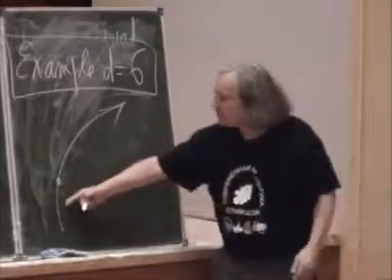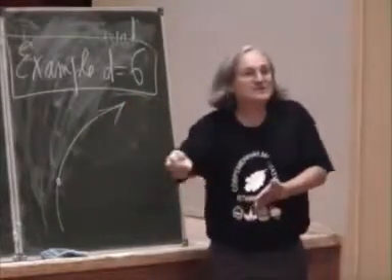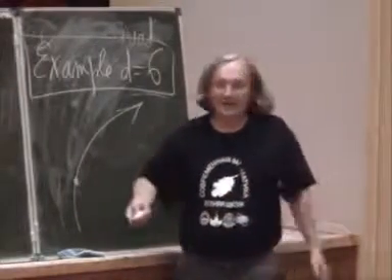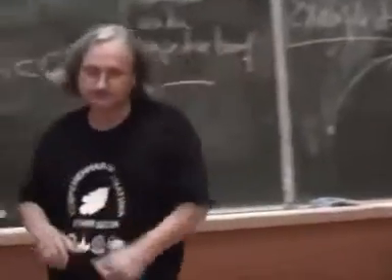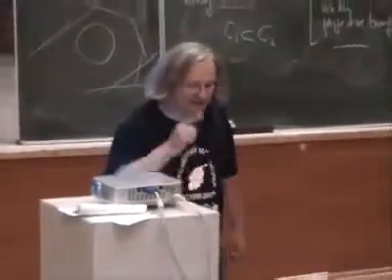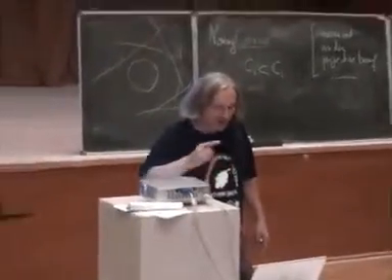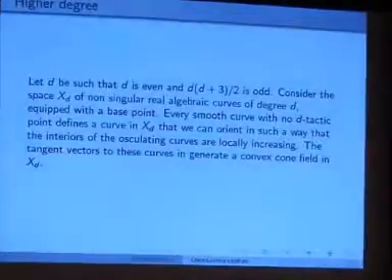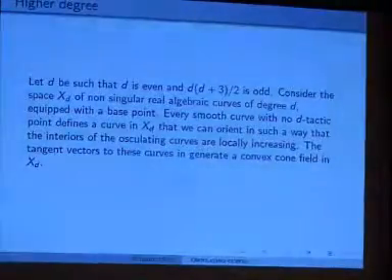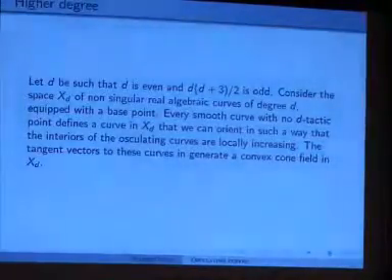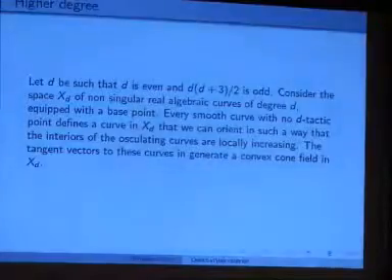So each point here, each curve here defines tangent vectors in the space of algebraic curves. Every smooth curve defines a curve in X_d that we can orient in such a way that the interiors of the osculating curves are locally increasing. These tangent vectors generate a convex cone field in X_d.